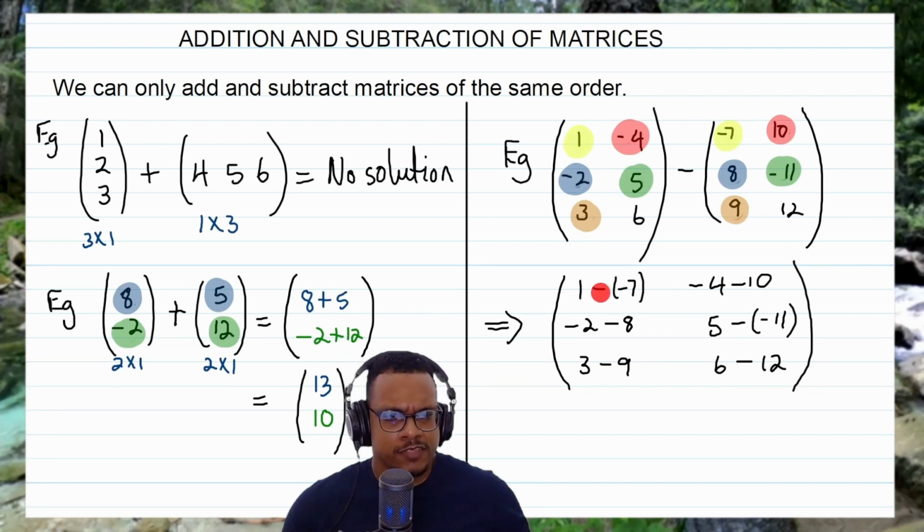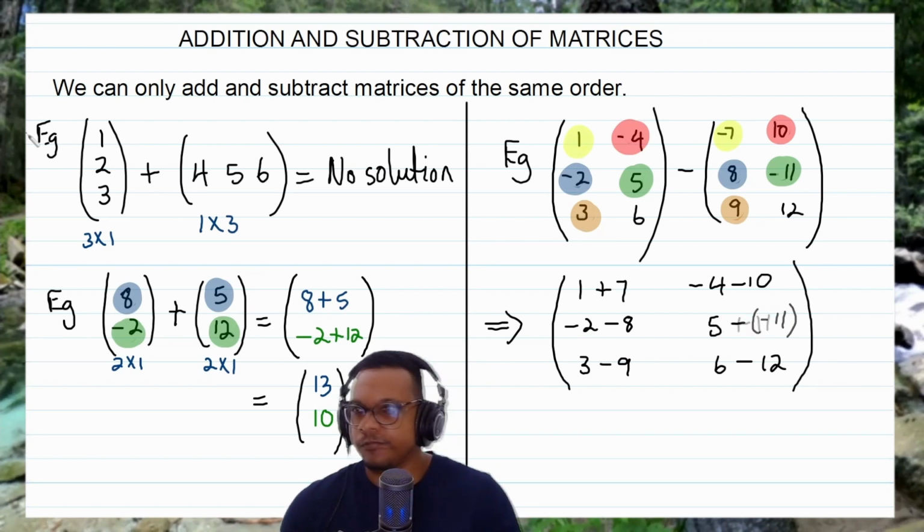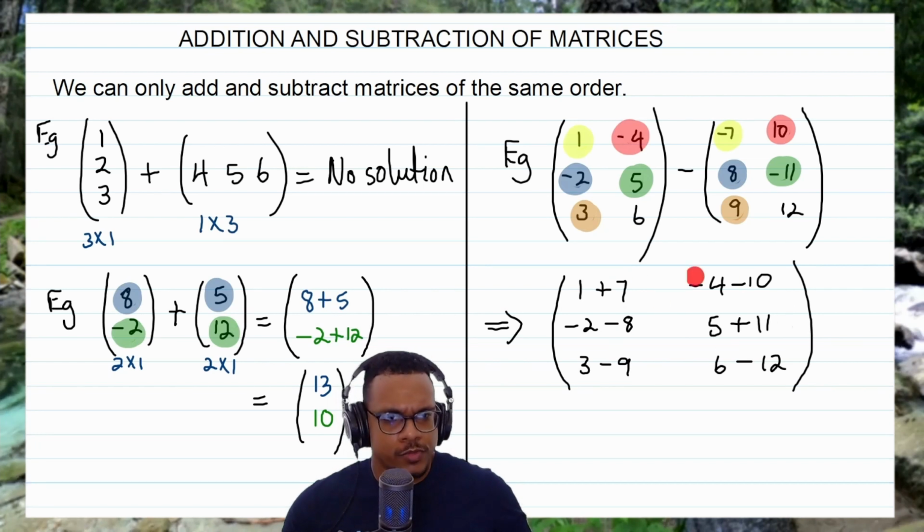Now in the case where you have these two negative signs together, we'll multiply them and get a positive sign. So this 1 take away negative 7 will become 1 plus 7. And likewise here, again we have the two negative signs together, so we'll multiply them and get a plus sign. So we'll have 5 plus 11. So now we'll work this out. So 1 plus 7 is 8.